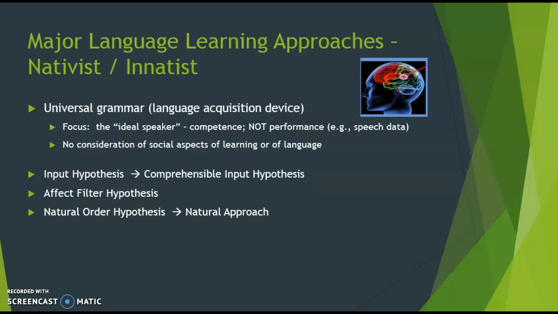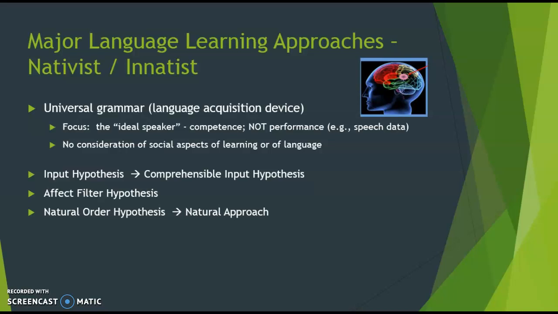Here we had the input hypothesis. We're just going to hear and see lots of the target language that was refined to comprehensible input. It's not enough just to hear the language. We have to have something to be able to figure out what the different words might mean. The affect filter and the natural order hypothesis.